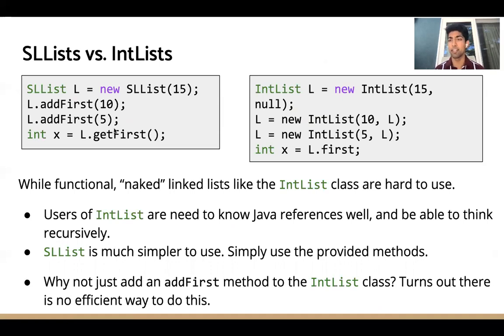So the obvious question to ask here is, why can't we add an add first method to the int list class, right? It turns out there's no efficient way to do this, and I'd recommend pausing the video here, really thinking about why that's the case.